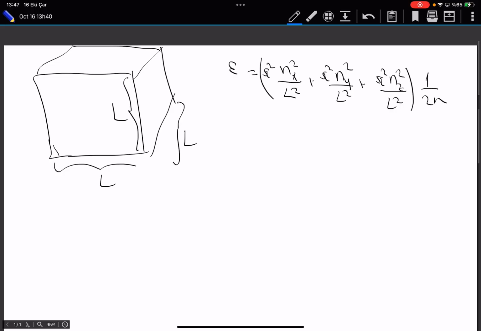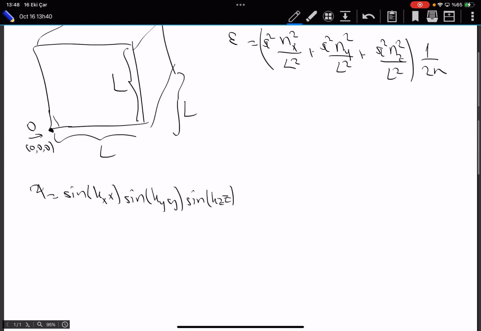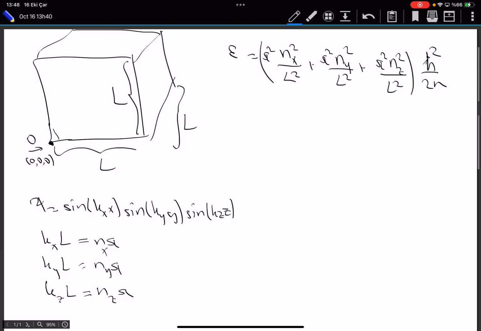The easiest way to remember this is to put the origin at 0, 0, 0. The wave function will be just sine of kx times x, sine of ky times y, sine of kz times z, and I want the wave function to be 0 also at the other end of the cube. That tells me that kx times L should be equal to nx times pi, ky times L should be ny times pi, and kz times L should be nz times pi. And there's also an h bar squared. So these are the possible energy eigenvalues.